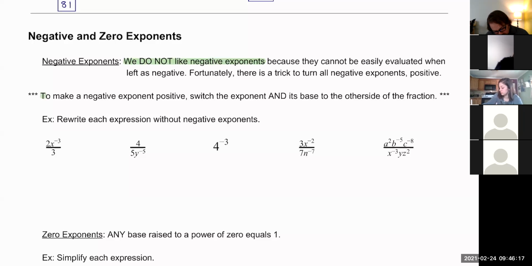So to make a negative exponent positive, switch the exponent and its base to the other side of the fraction. This is just a maneuver. All it changes is the sign of the exponent. So let's see it in action. We're going to rewrite each of these following expressions that all have at least one negative exponent. We're going to rewrite it in such a way that the exponent turns positive.